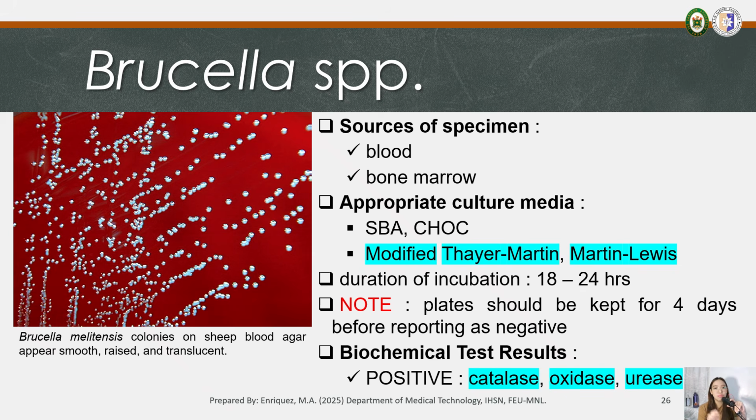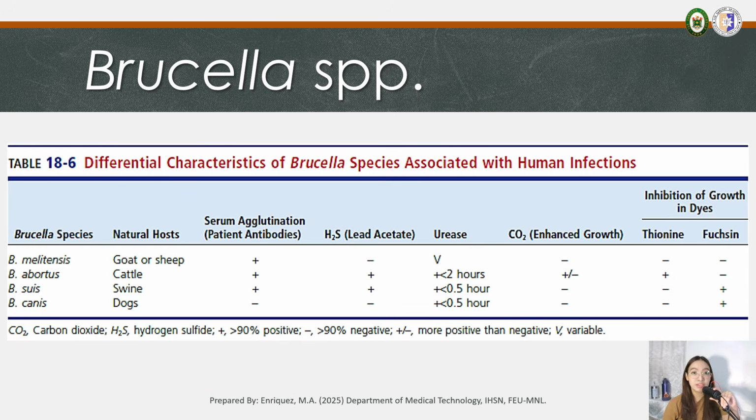So, although colonies may be observed in as early as 18 hours of incubation, the plates should be kept for as long as 4 days before reporting as negative dahil nga po madalas mabagal silang tumubo. On BAP, their colonies appear smooth, raised, translucent, and non-hemolytic as shown here on this photo to the left. Taken directly from Mahon's textbook of Diagnostic Microbiology, here is a table showing the differential characteristics of Brucella species that cause human infections. So pinapakita din po dito sinong mga hayop ang natural hosts nila.